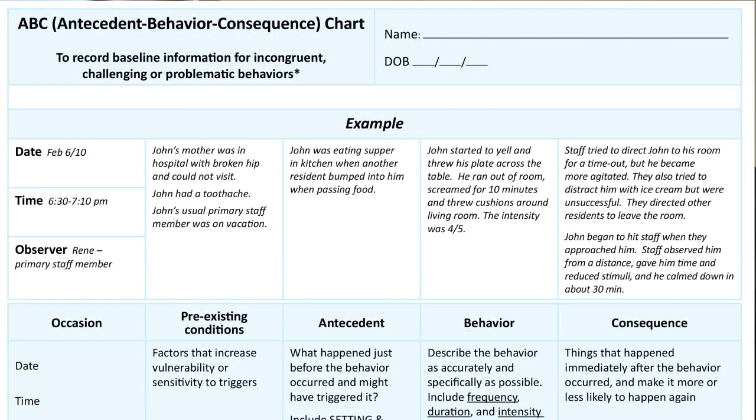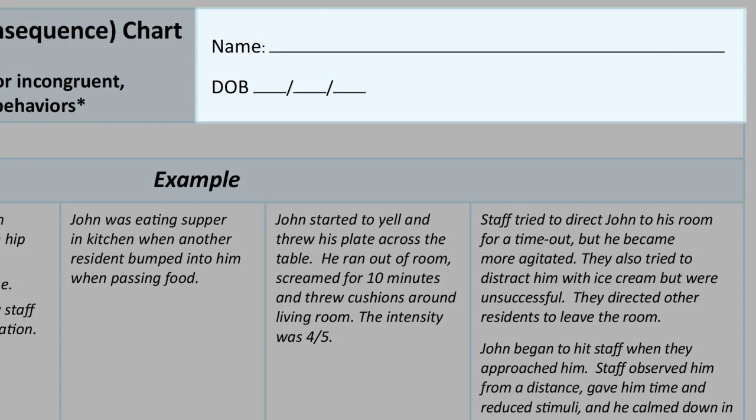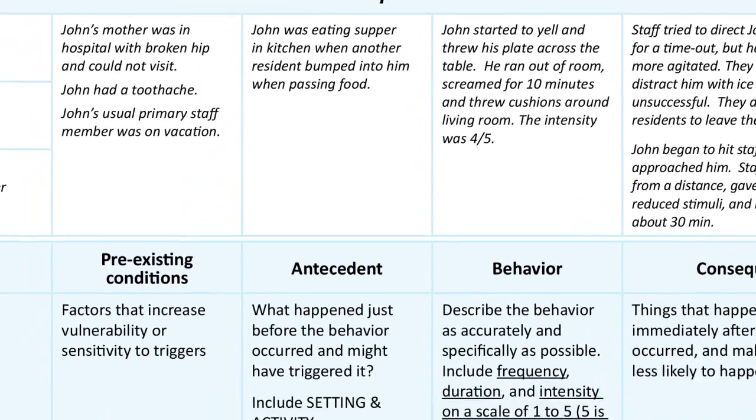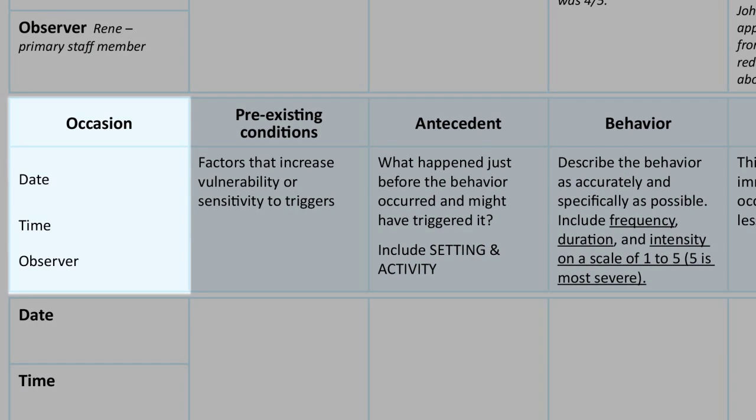So looking at the form, at the top, it requires the person's name and date of birth. So those are pretty standard. Then if you come down below, you'll see a place for the date, the time, and the observer. So those are all related to a specific incident that has been observed for the person in question.